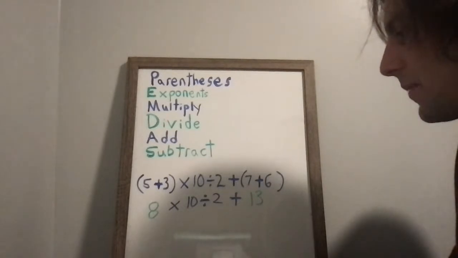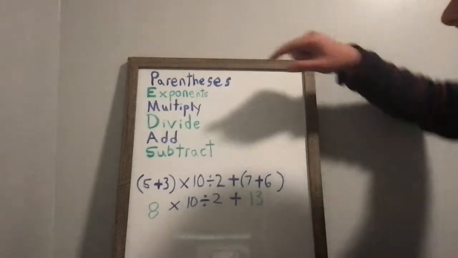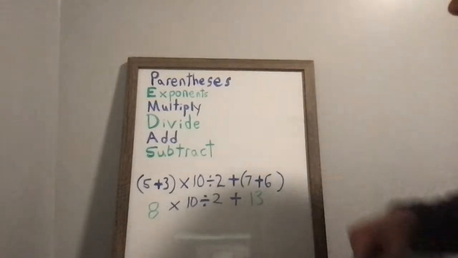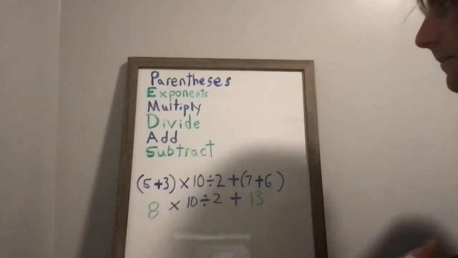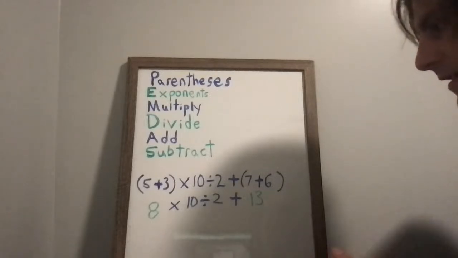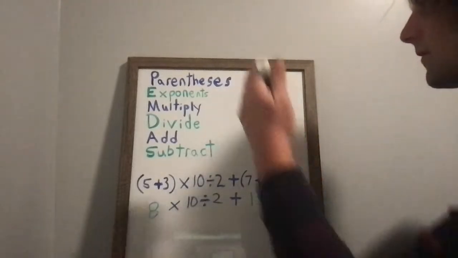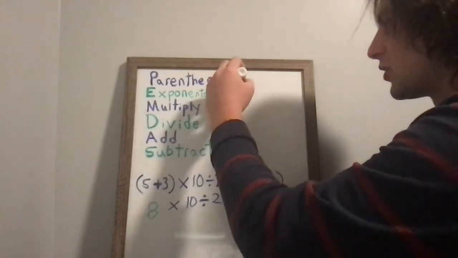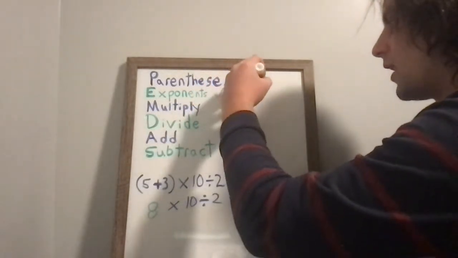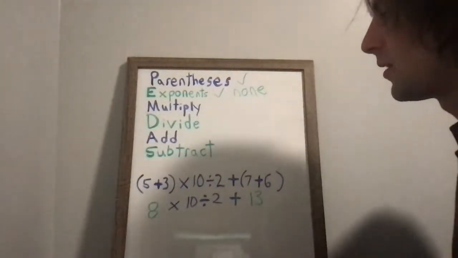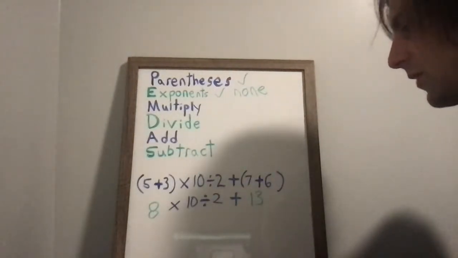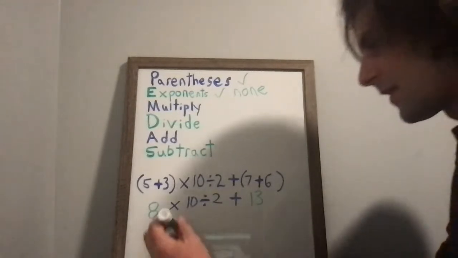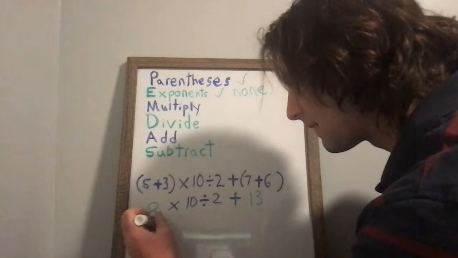So the next step, going down the line, parentheses, we don't have to worry about exponents. I'm going to check these off as we go along. So check. I'm going to write a note of none because there are no exponents in this problem. So now next step is to multiply. So I'm going to multiply 8 times 10. 8 times 10 equals 80.